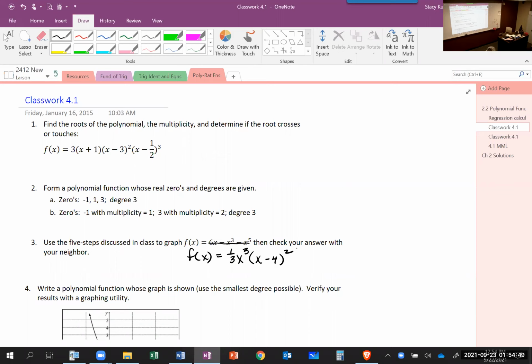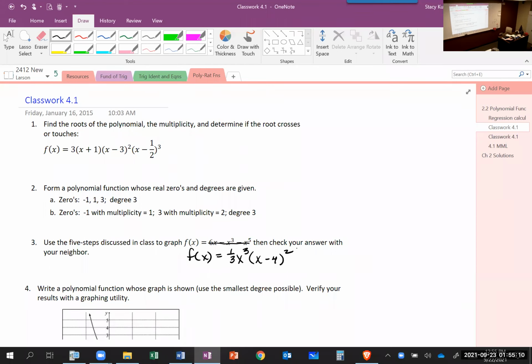I'm not understanding this. If we have -1 with the multiplicity of 1 and then 3 with the multiplicity of 2, how are we going to get the degree 3 then? Well, how would I rewrite this in its factored form? x equals x plus 1.